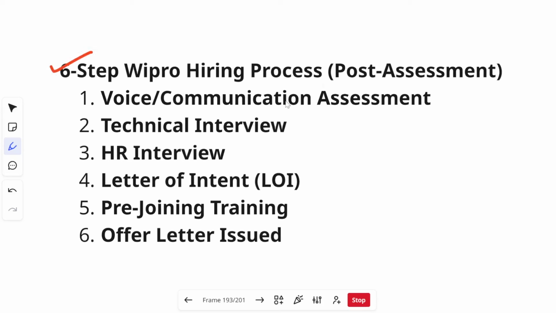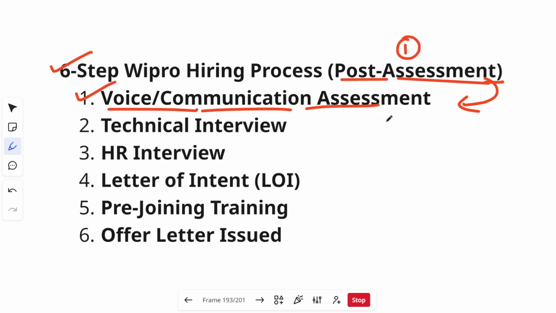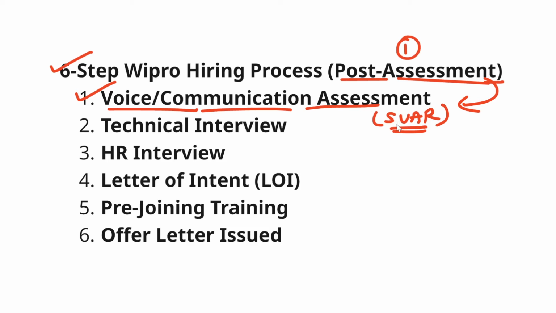Now talking about the 6-step Wipro hiring process. What exactly is your process? These steps are your post assessment, considering that you have already cleared your first step. After that, you will have your voice or communication assessment, which is also called the SWAR assessment, if you are not aware. If you are struggling with how to prepare for it and what questions will be asked in this assessment, go to my channel. In the playlist section, you will find a playlist called Wipro. In that playlist, you will find 2 to 3 videos related to the SWAR assessment. Those are the actual questions asked in your SWAR assessment. If you prepare from that, there is no possible way that you will fail in this round. And yes, this is also an elimination round. Let me tell you now itself, because people think that this is just a communication assessment, so we will not fail, but it is not like so.